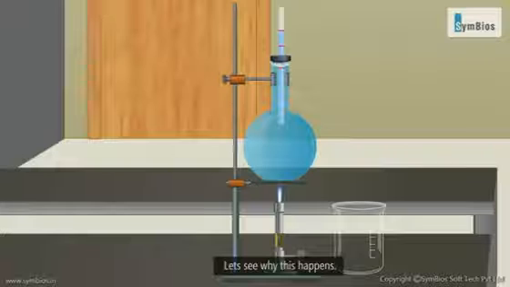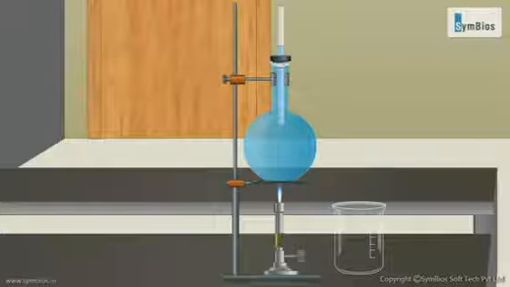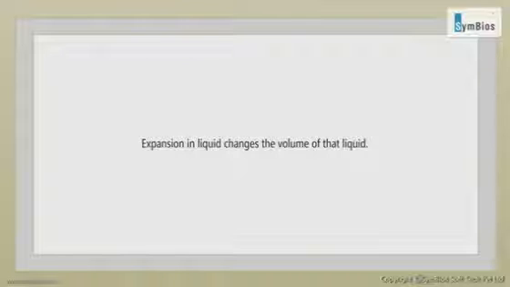Let's see why this happens. On heating, the heat energy first reaches the solid flask and expands the flask. This increases the width of the flask, and this makes water level to drop down. But soon the heat energy raises the water temperature also, and water starts expanding. The water level rises and we can see the increase in volume of water. Thus, we have learnt expansion in liquid changes the volume of that liquid.